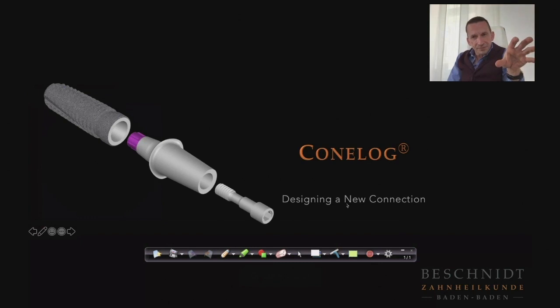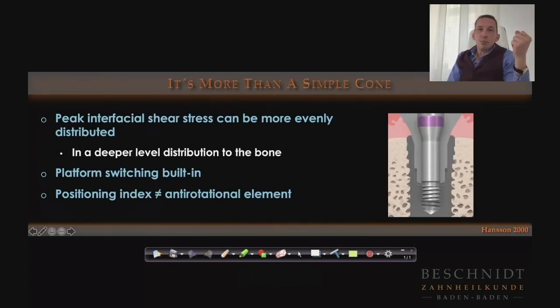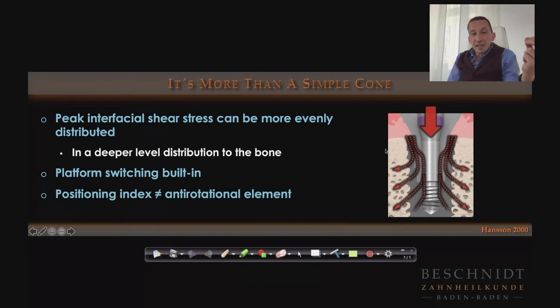Now, looking at the Conelog means looking not only at a conical connection, but rather at a concept. It's more than a simple cone. It distributes the force more evenly to the bone. And we have a built-in platform switching, which is quite larger compared to other systems, including a positioning index. It is not an anti-rotational element. You don't need an anti-rotational element because the conical connection itself serves as anti-rotation because of the conical forces.